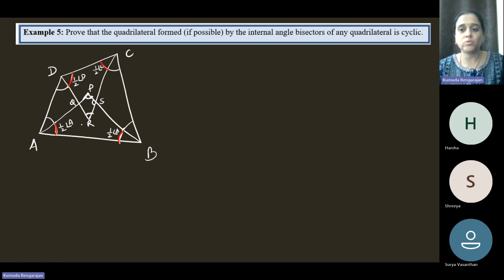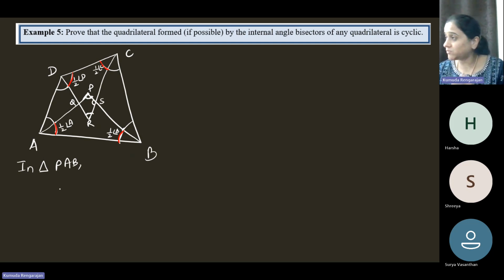We'll have to prove that PQRS is cyclic. So we are going to prove that angle P plus angle R is equal to 180. Very simple. In triangle PAB, we're going to find the expression for angle P. Then we're going to find the expression for angle R. Then we're going to add both the expressions, angle P plus angle R. And when you add the two expressions, you will get 360. Sorry, 180. Therefore, it's cyclic.